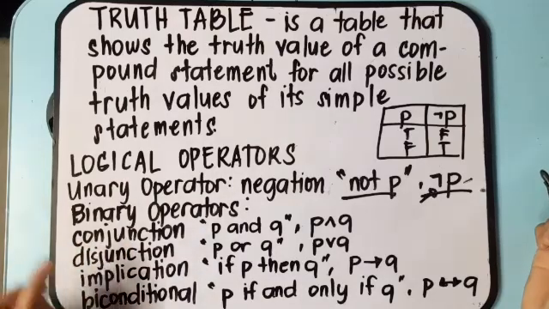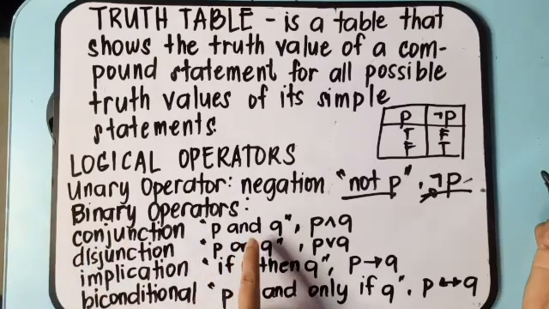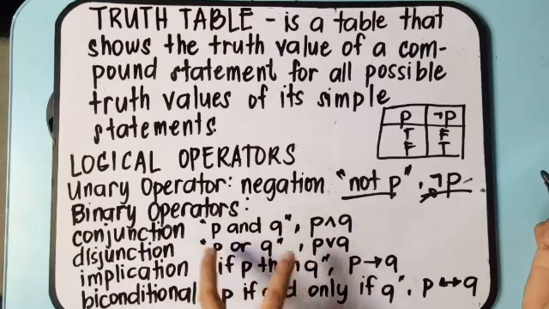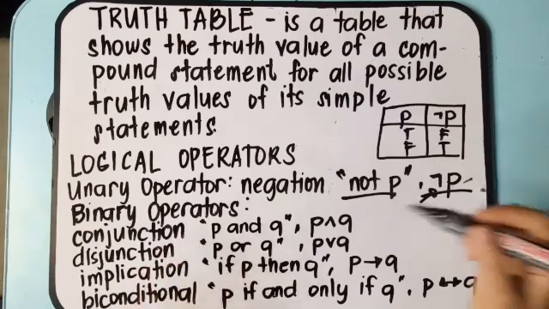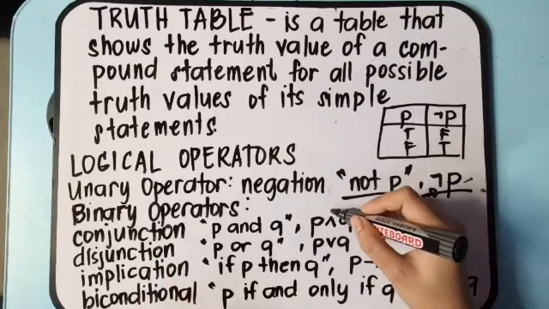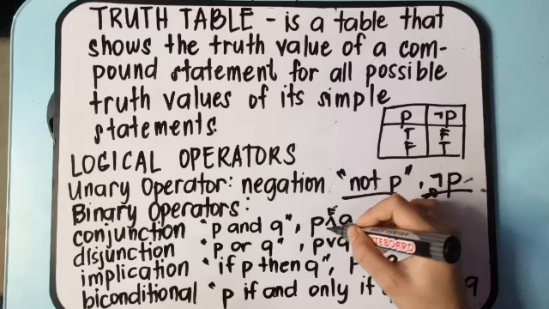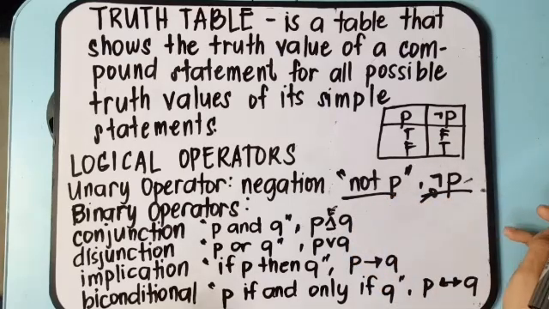So for conjunction, we use the word and to connect 2 propositions. So P and Q. And the symbol for conjunction is this one. Okay, this is the symbol for conjunction. It is an inverted V. Okay. So it's just the letter V flipped upside down.